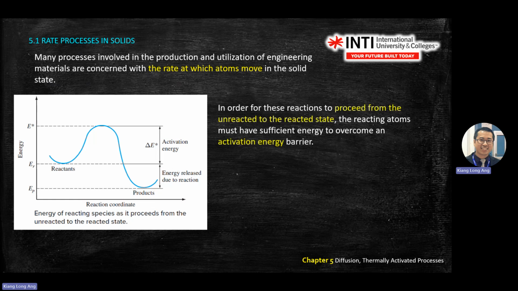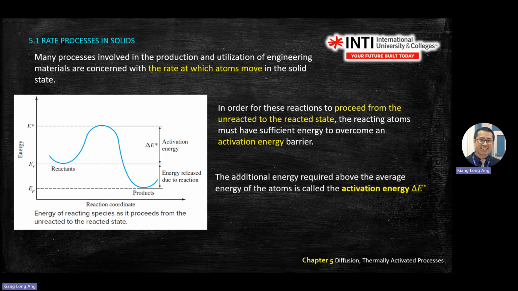Okay. So proceed with the unreacted and the reacted state. If your energy stays here, your atoms will be very stable. And if you heat it up, you give it temperature or energy, you will move up to E star, called the activation energy. Right. So the additional energy required above the average energy is called activation energy.